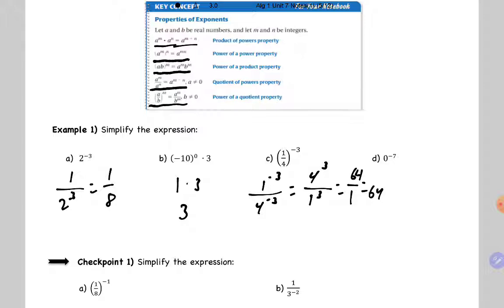0 to the negative 7. So remember, we just flip it over the fraction, and we get 1 over 0 to the positive 7. This is undefined. Not divided by 0.